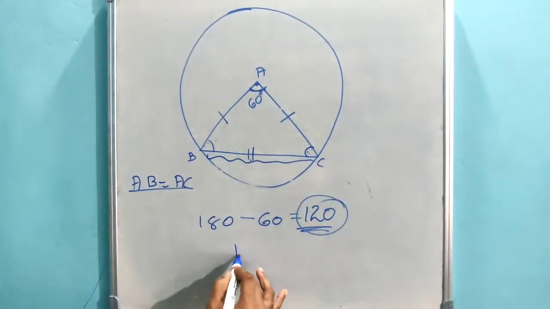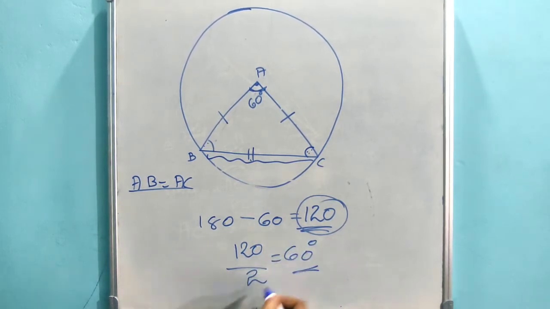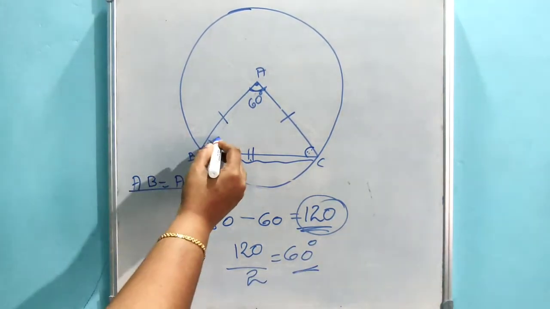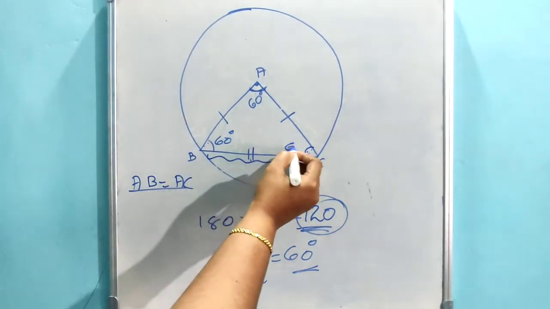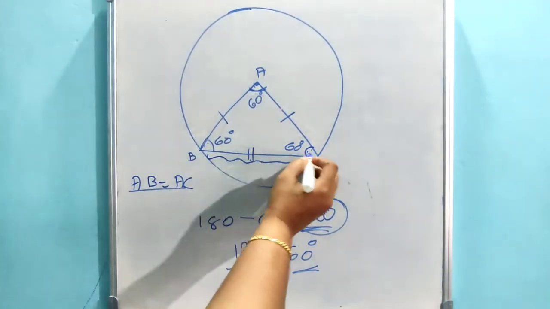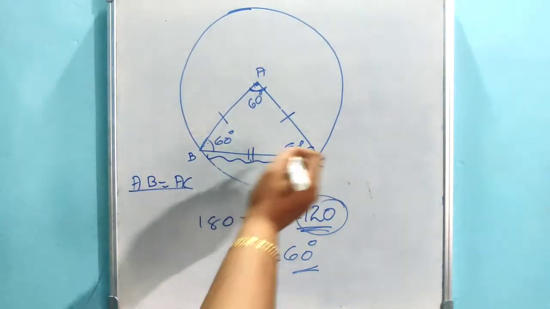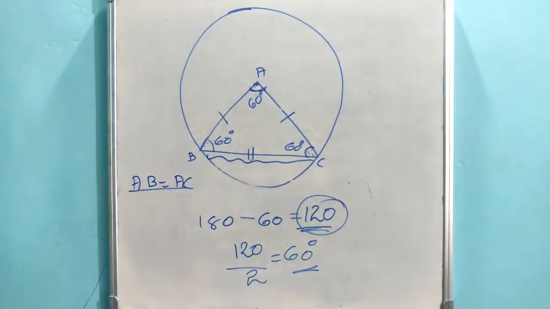Then each angle is equal to 120 divided by 2, that is equal to 60 degrees. So we have this equal to 60 and this one is equal to 60. So what do you mean by this? Yes, this one is an equilateral triangle. This triangle ABC is an equilateral triangle. So in an equilateral triangle we know that all sides are equal and all angles are 60 degrees.